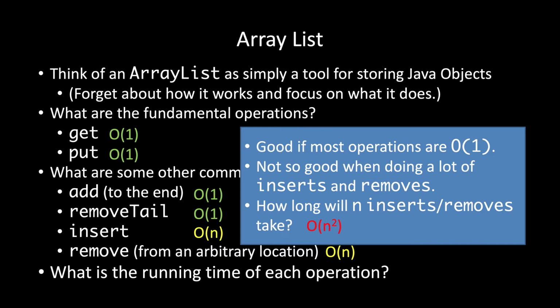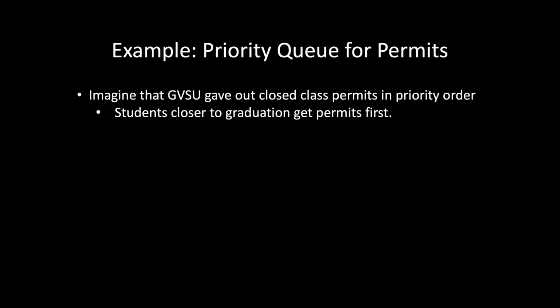So n times n is n squared. So where might this happen? You might not have run across this in the types of projects you've done so far. So let's think about a hypothetical priority queue for closed class permits.